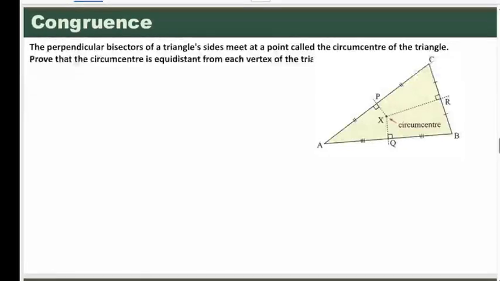Here it says the perpendicular bisector of triangle sides meet at a point called the circumcenter of the triangle. Prove that the circumcenter is equidistant from each vertex of the triangle. First of all, I have to show X has the same distance from C, B, and A.